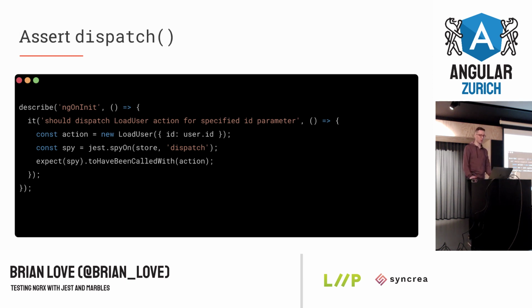In this instance, we want to just assert that we're dispatching the load user action. So after we've selected it, we want to then load it perhaps. So in this case, all we're going to do is new up the load user. We're going to provide that same ID value like we did earlier. We'll spy on dispatch, and then we're going to expect that that spy has been called with the appropriate action.